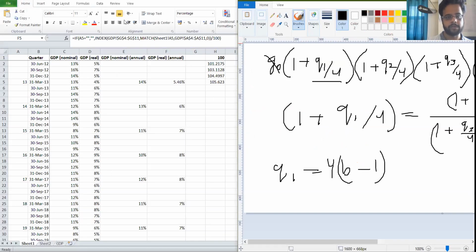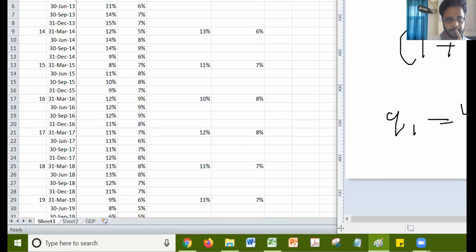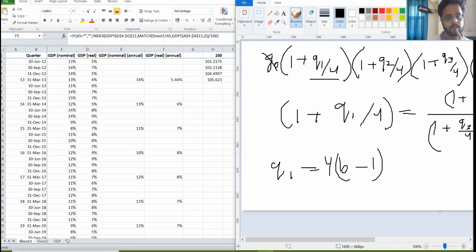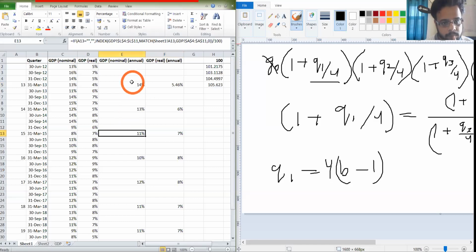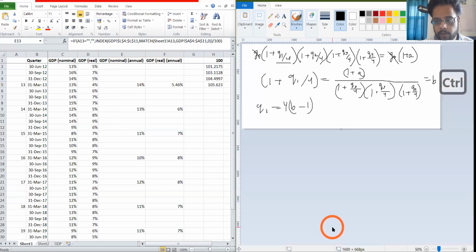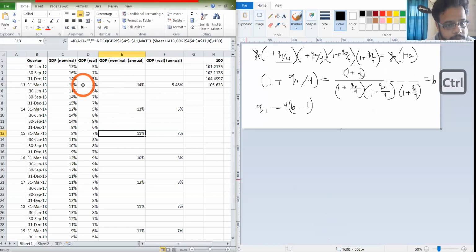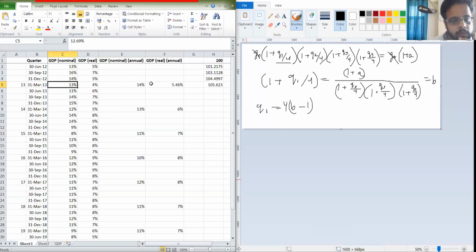So let's just write it in Excel. Oh, my frame got moved. Just a moment. So let's write it in Excel and reduce the size of this. I have my annual GDP numbers. So first I'll take up this. The most divergent from 14% is 16%. I'm going to adjust this one.